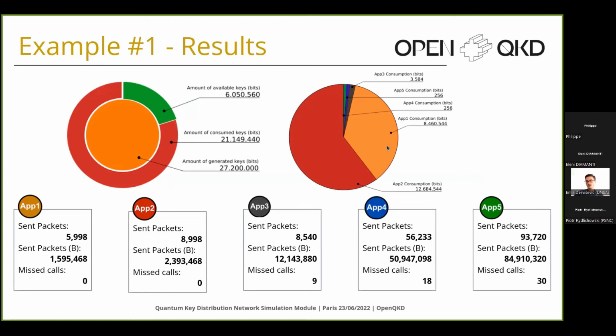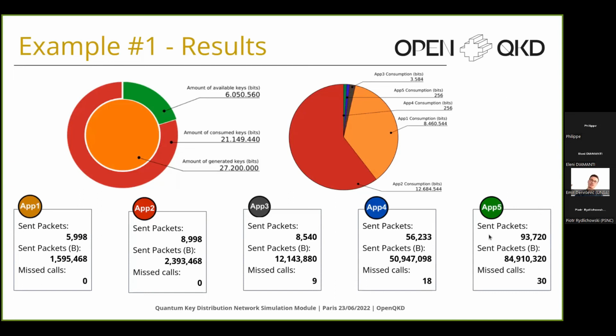On the right pie graph, you have the comparison of the key consumption between different cryptographic applications. As expected, the VoIP applications, which use the most advanced security options, consumed the largest amount of key resources. And from the statistics shown below, you can see that VoIP applications were running perfectly and did not experience any interruptions in the data traffic, which is perfect. For applications 4 and 5, for example, we have some missed packet calls. So we had interruptions in the data traffic.